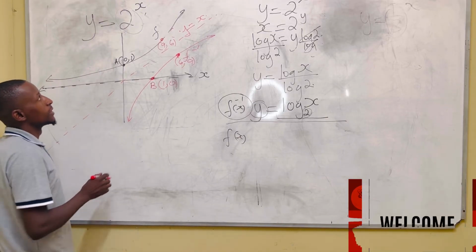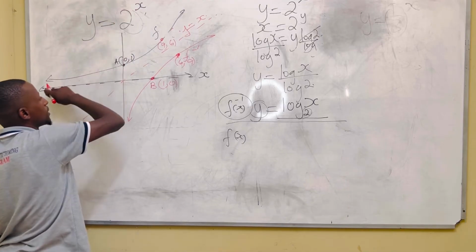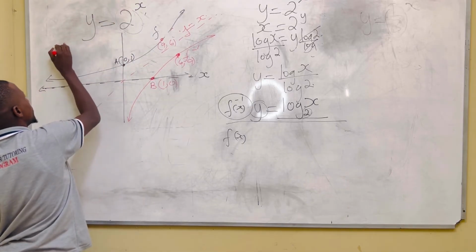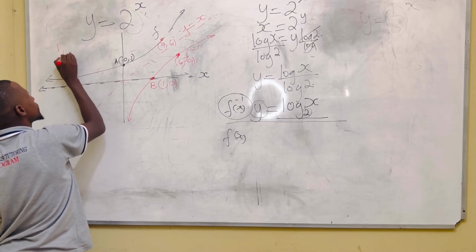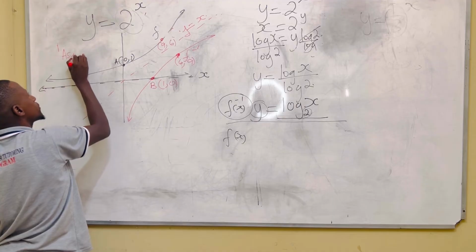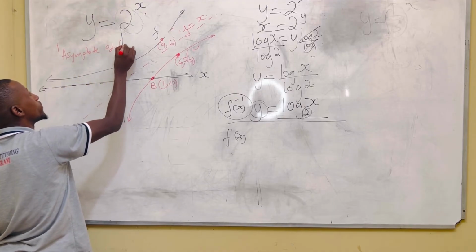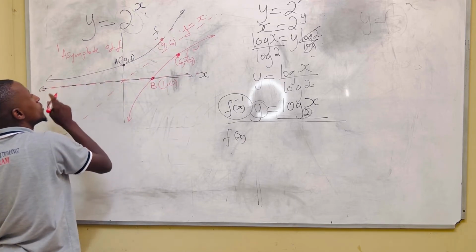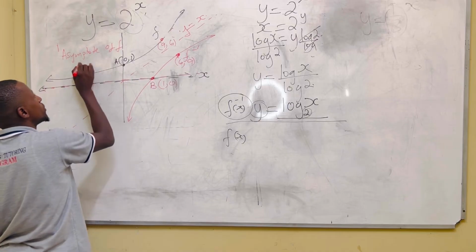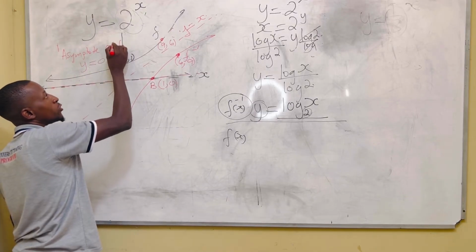So check something. To the inverse, original graph, the asymptote was this one. The asymptote of f is this one, which is this graph. So our asymptote in this situation is y equals 0. So that will be the asymptote of f.